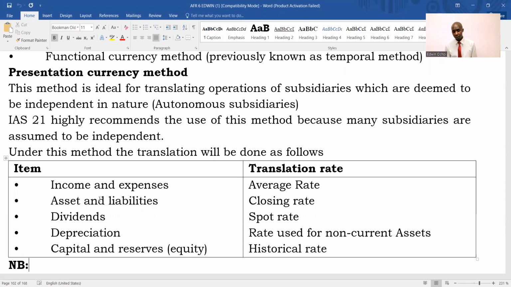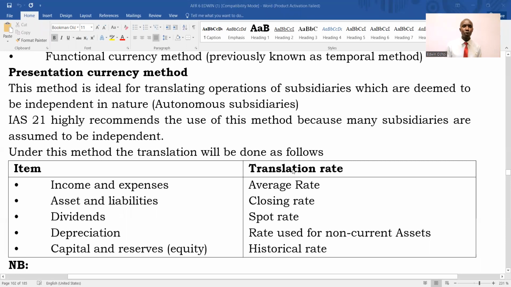For incomes and expenses, we use the average rate. Assets and liabilities, closing rate. Dividends, sorry, dividends use the spot rate, not closing. Assets and liabilities are the ones which we use closing for. Depreciation, we use the rate used for non-current assets. Mostly non-current assets will be translated using closing because they are assets. Then capital and reserves, we use the historical rate.